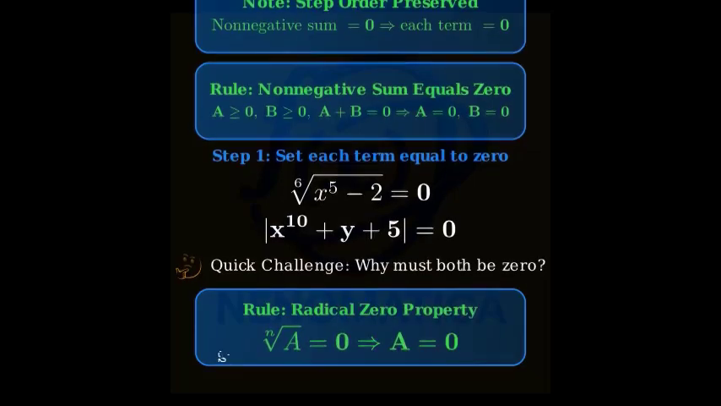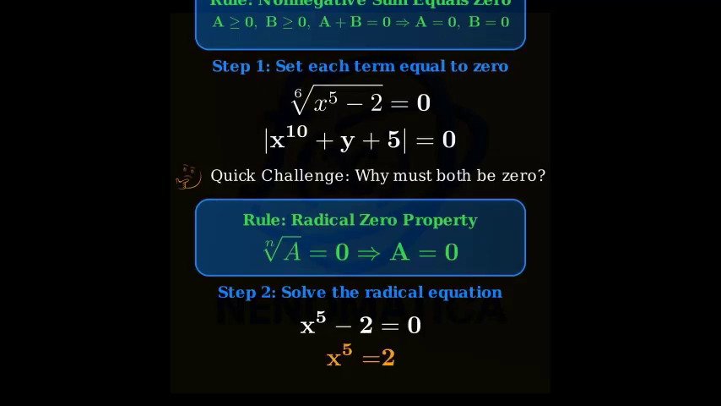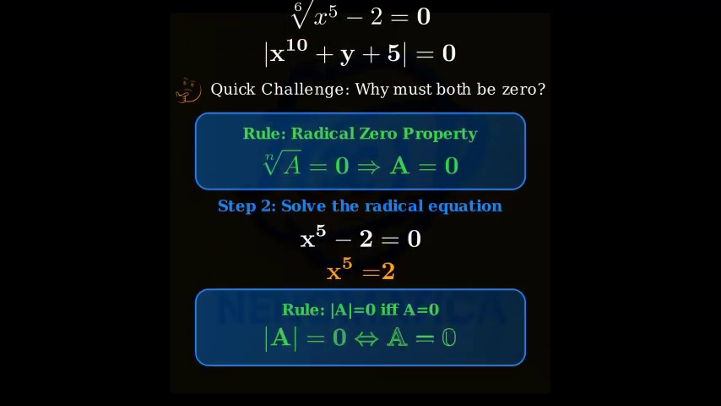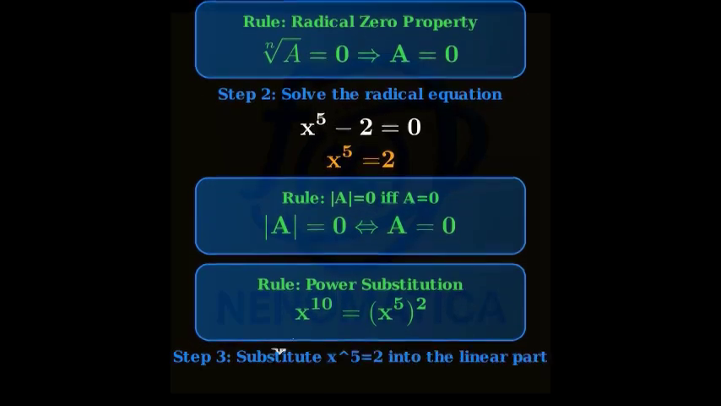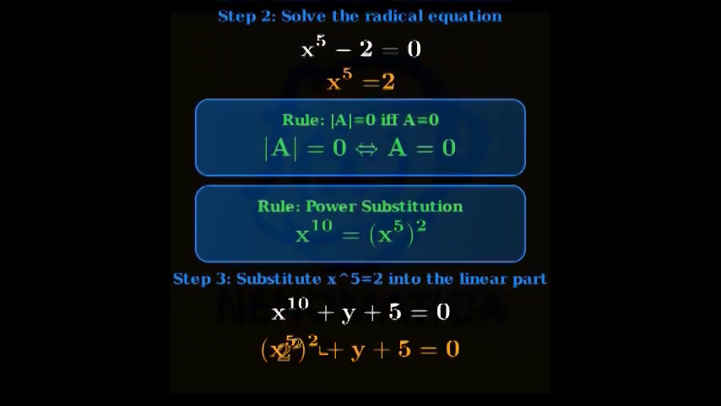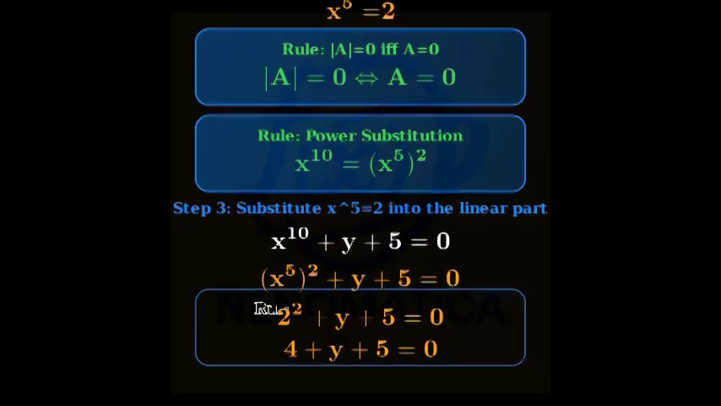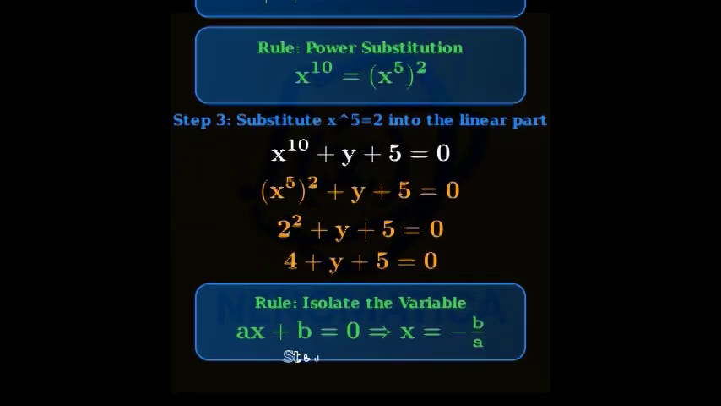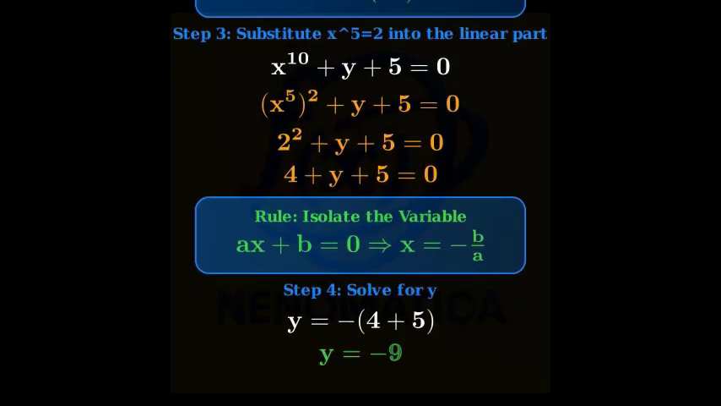Step 2. If a principal root equals 0, then its radicand must be 0. So we set x to the 5th minus 2 equal to 0, and solve for x to the 5th equals 2. Step 3. Since the absolute value of an expression is 0 only when the expression itself is 0, we drop the bars and then substitute x to the 5th equals 2. Notice x to the 10th equals the square of x to the 5th. Step 4. Isolate y. Move the constants to the right to obtain y equals negative 4 minus 5, which equals negative 9.